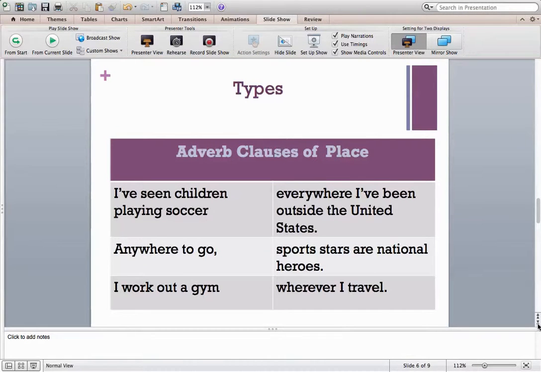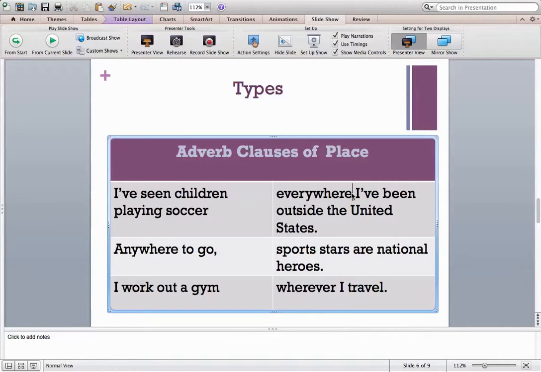Here are adverb clauses of place. So I'm using these subordinators: everywhere, anywhere, wherever. Okay, I've seen children playing soccer everywhere I've been outside the United States. Here, everywhere is in the middle, no comma. In this sentence, the subordinator anywhere begins the sentence, so you do have a comma.